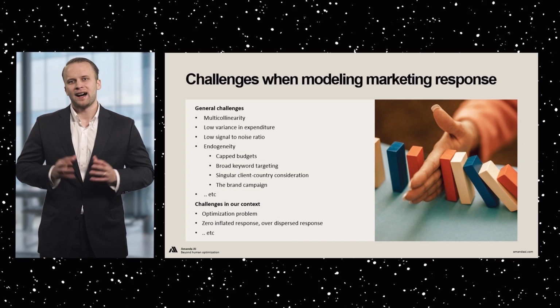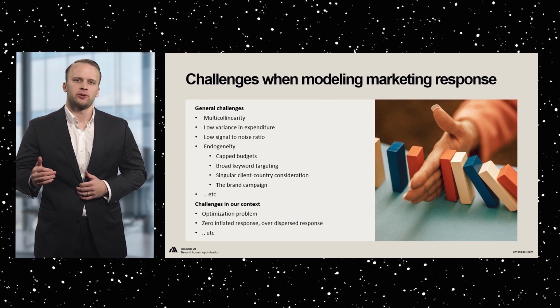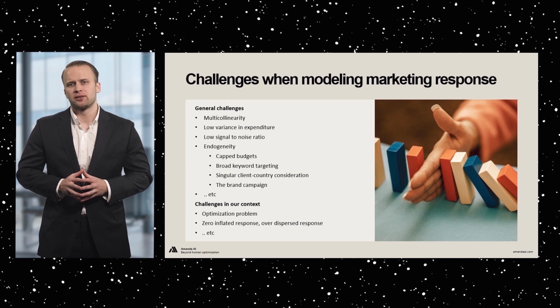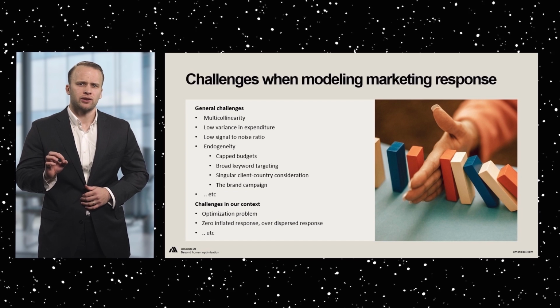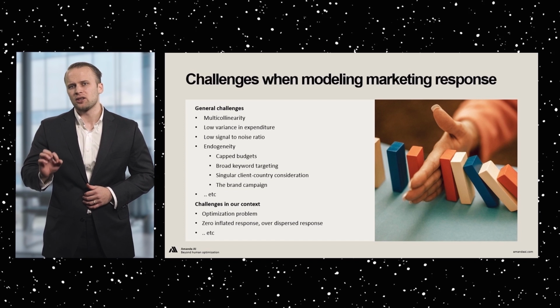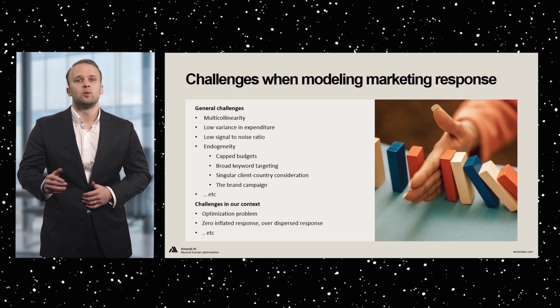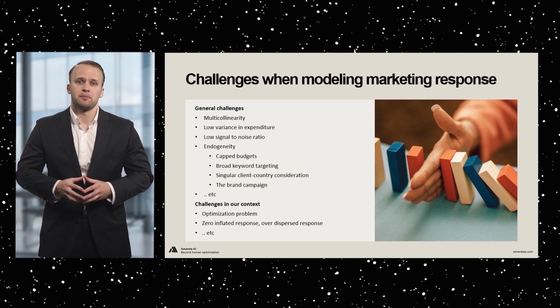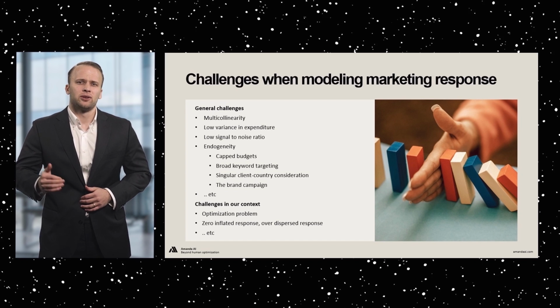Now, I want to highlight that our implementation mitigates some of these endogeneity issues. First off, we set capped budgets on our Google campaigns. Secondly, we target a very broad range of keywords. Thirdly, the allocator does not distribute the budget among various countries for a client. Lastly, we in general do not control the brand campaign budget. These factors mitigate endogeneity issues to some extent.